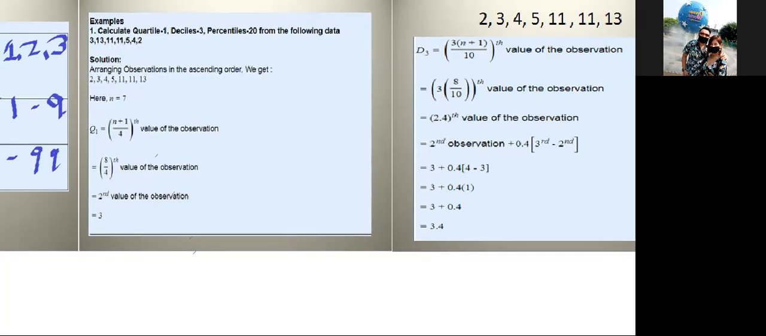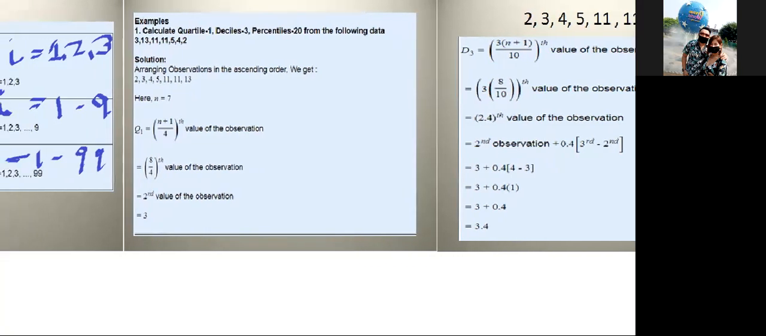Okay, so in this given problem, calculate the first quartile, quartile number 1 here, the third decile, and the 20th percentile from the following data: 3, 13, 11, 5, 4, and 2. So this is the given one. What you should do first is, first and foremost, arrange your observations or the data set.